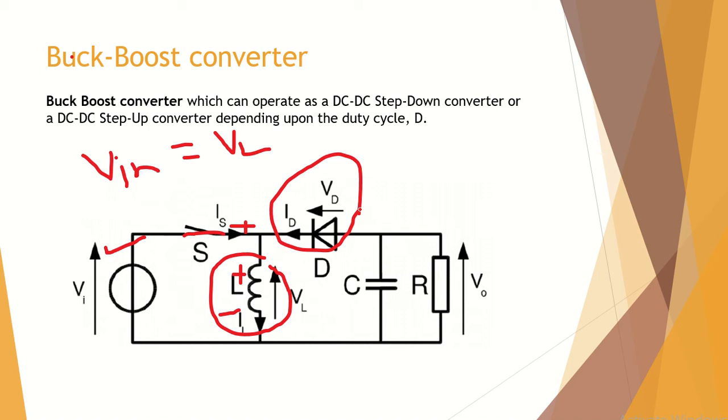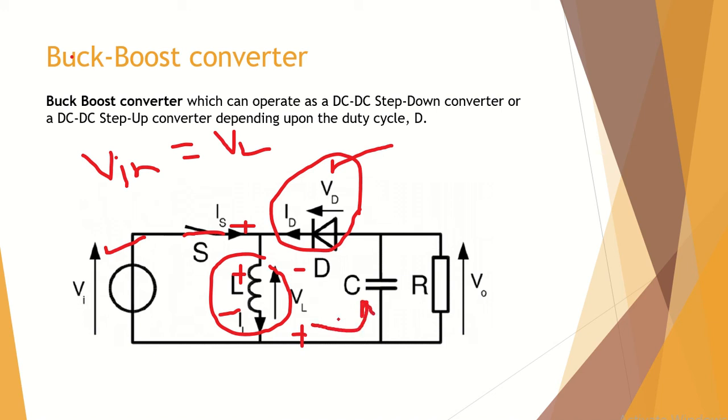So when it reverses its polarity, what will happen? Positive at the downside, negative at the upside. So what will happen? This diode will become forward biased, and this inductor will charge the capacitor like this.